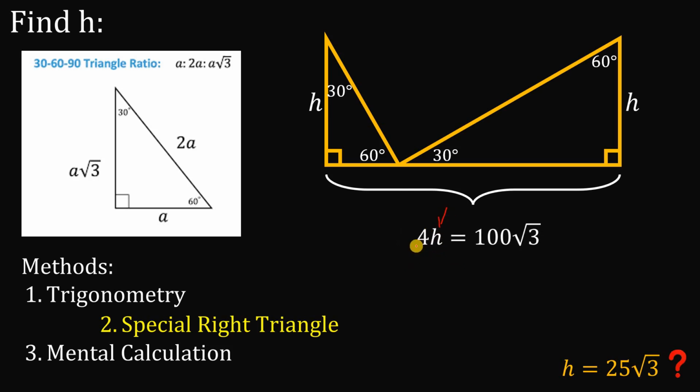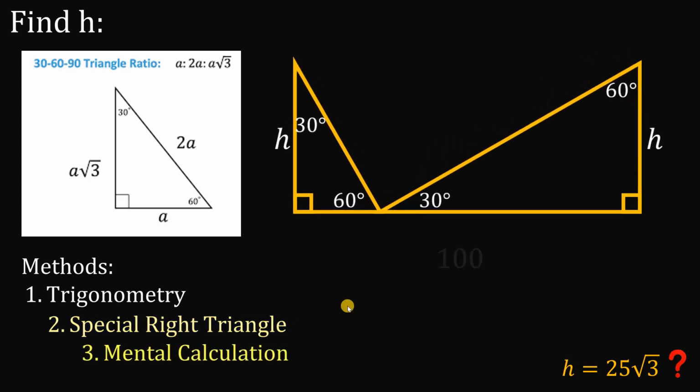We want the value of this H, so divide both sides by 4. Then 100 square root of 3 divided by 4 will give us 25 square root of 3. So the value of H using our first method, trigonometry, is the same thing, of course. We have 25 times square root of 3 units. So using the second method, we get the same thing.